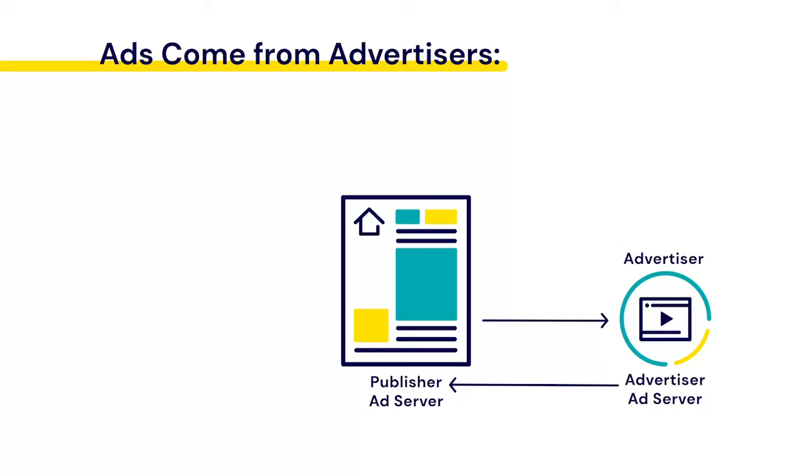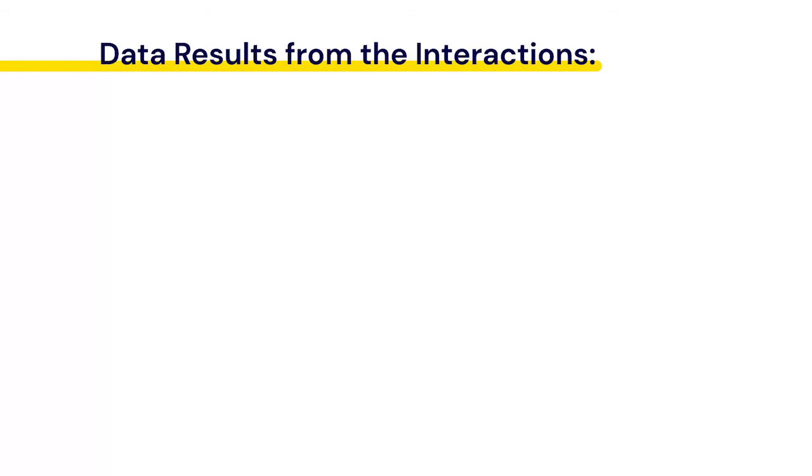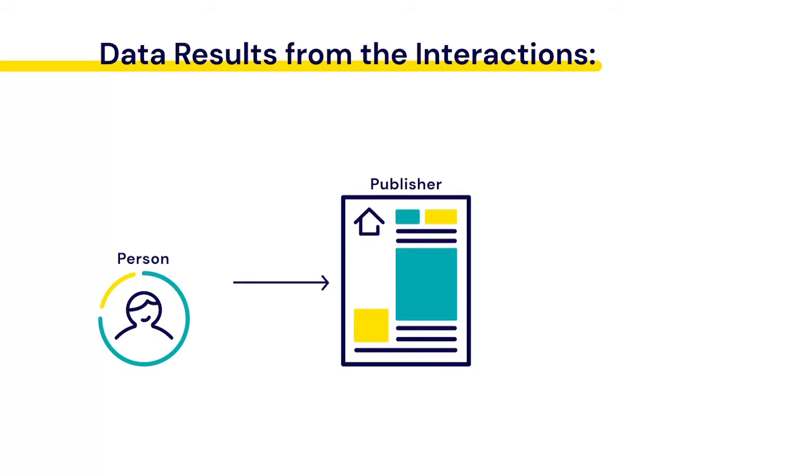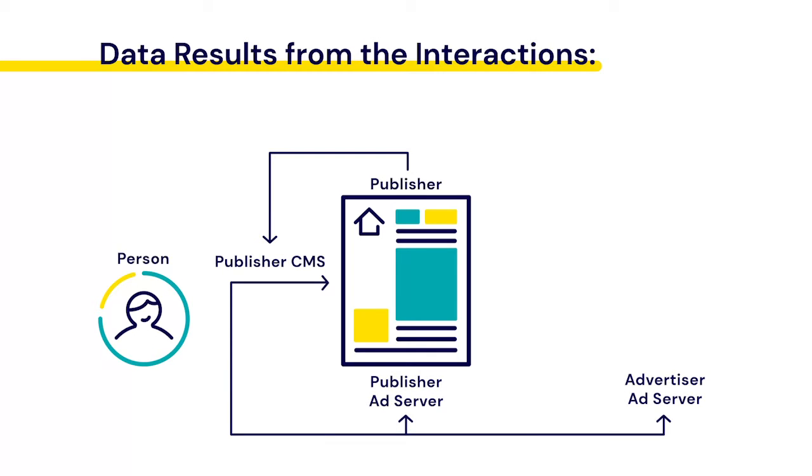Now, let's look at what happens when someone accesses a website. As soon as the person's browser requests a web page from the publisher, some data about that person is sent to the publisher. And that information is then used to bring the right content to the person, but is also sent to the ad servers to make sure a relevant ad is displayed. So data is exchanged between the person and both the publisher and the advertiser's servers.